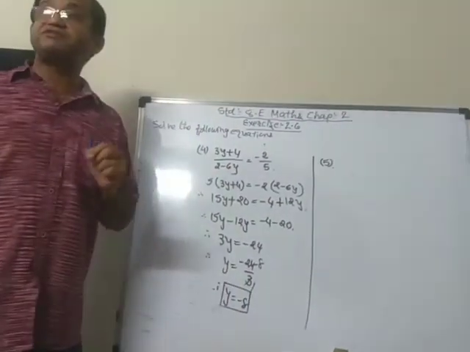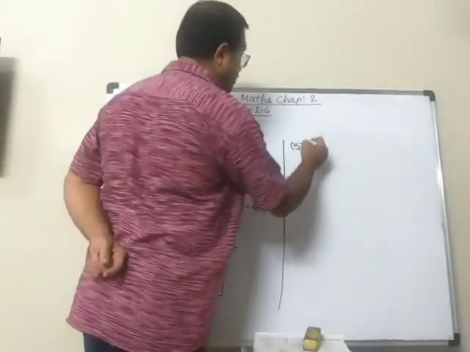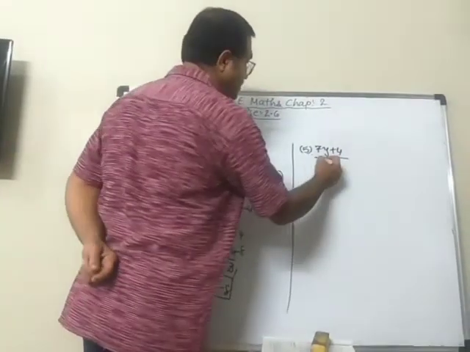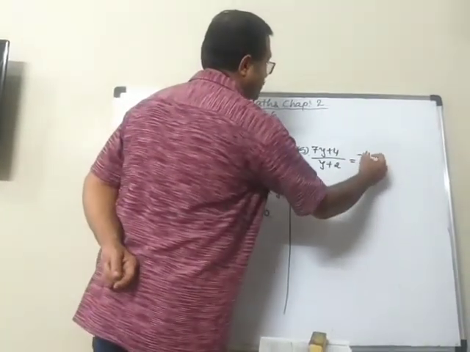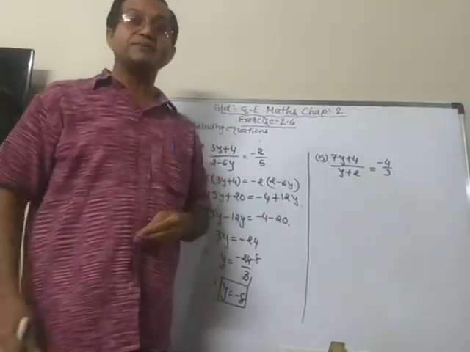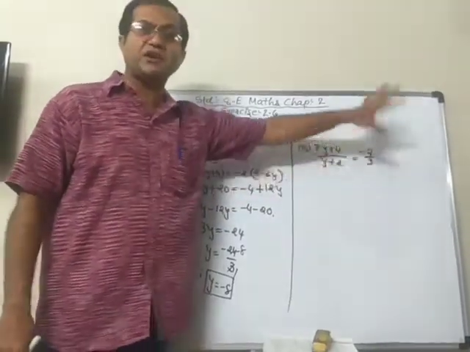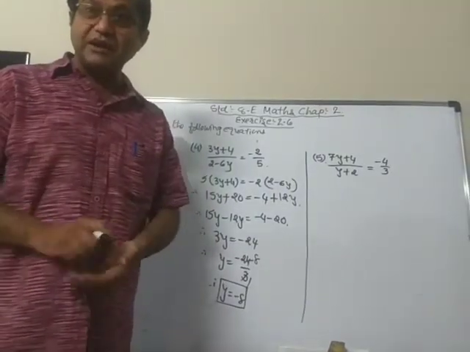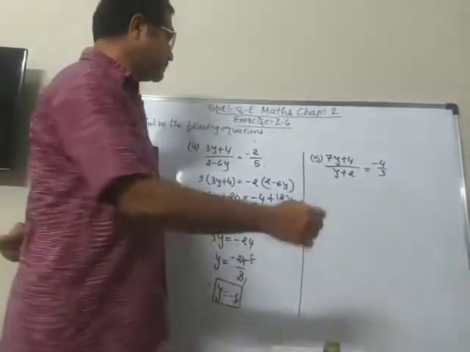Now we will do the fifth sum. Fifth sum, what is there in this? 7y plus 4 upon y plus 2 equals minus 4 upon 3. These types of sums are very easy. Why? Because we don't have to take the LCM. If there are different terms in the denominator, then we have to take the LCM and multiply with the LCM. But here, numerator, denominator, we just have to do the cross multiplication.